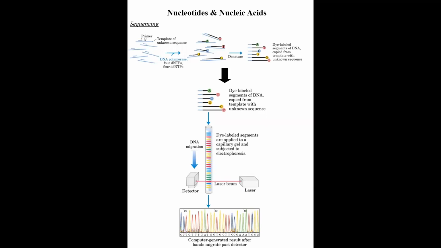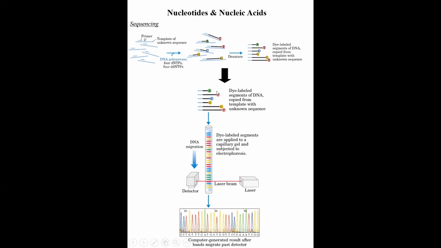This is another method of sequencing in which there is a template. In the reaction mixture, we take template, primer, and dNTPs, and all of these get incorporated by DNA polymerase. And when we denature it, dye-labeled segments of DNA get copied from the template with unknown sequence. Actually, we get a labeled sequence.